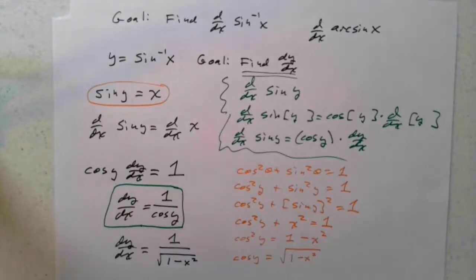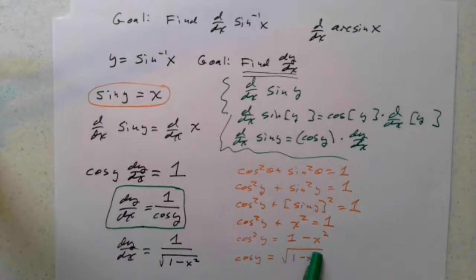So cos y is either positive or negative, but the way that we define it will always be positive in terms of the domain and range of the inverse function. So cosine of y is going to be root 1 minus x squared. Then I replace cos y with root 1 minus x squared. That's our process. So let's do another one.